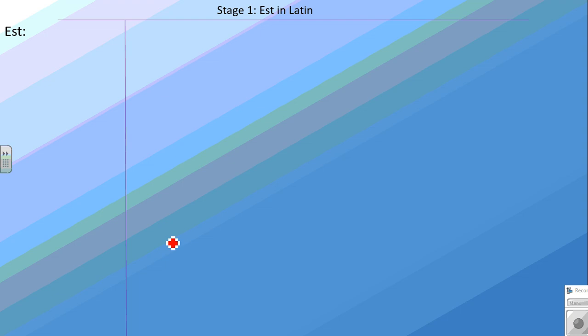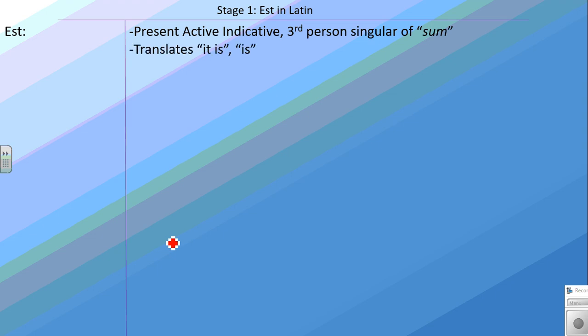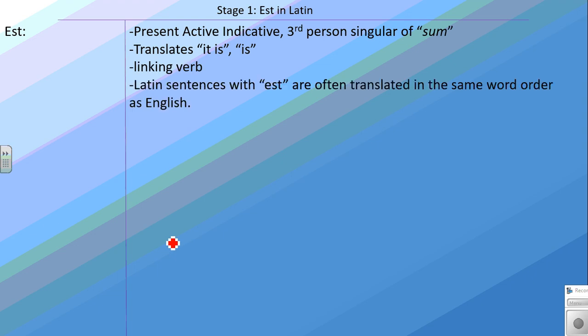So let's talk a little bit about our main linking verb in Latin, which is est. And pretty much all the linking verbs in Latin are compound forms of est. So they're est plus another ending on the front, a prefix. Est is the present active indicative, third person singular of sum, and if that doesn't mean anything to you yet, which it probably does not, don't worry, we'll learn what that means. It translates as it is or just is, and is a linking verb.